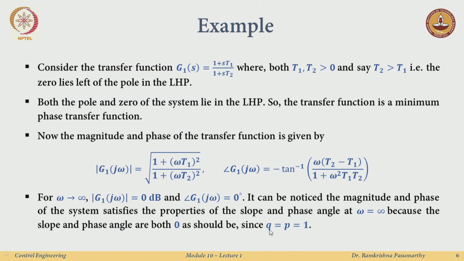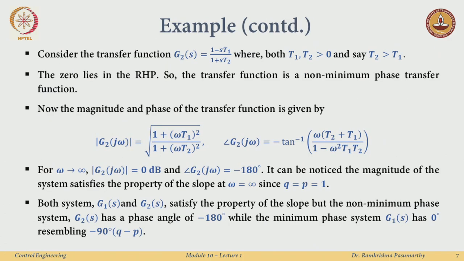Both are 0 because q and p both are equal to 1. Now, as a contrast, just take another example where I have a 0 in the right half plane. The system is still stable, by the way. So, G2(s) is (1 minus sT1)/(1 plus sT2), with T1, T2 again greater than 0 and T2 being greater than T1. The 0 lies in the right half plane.